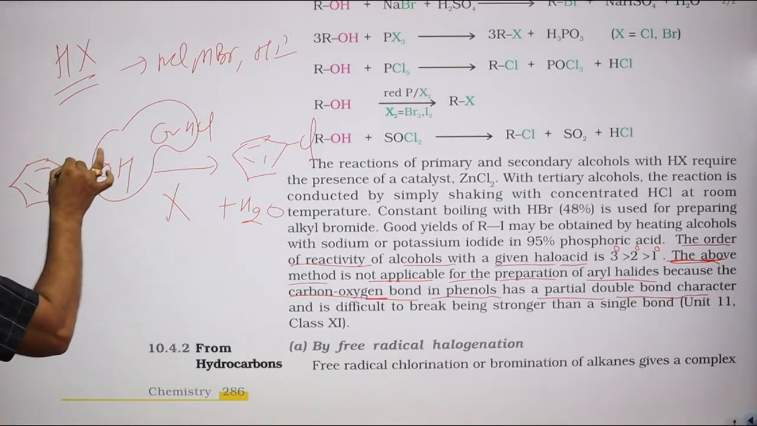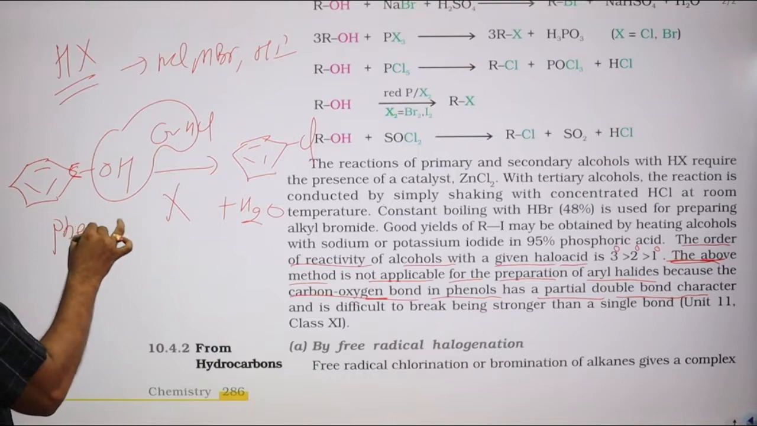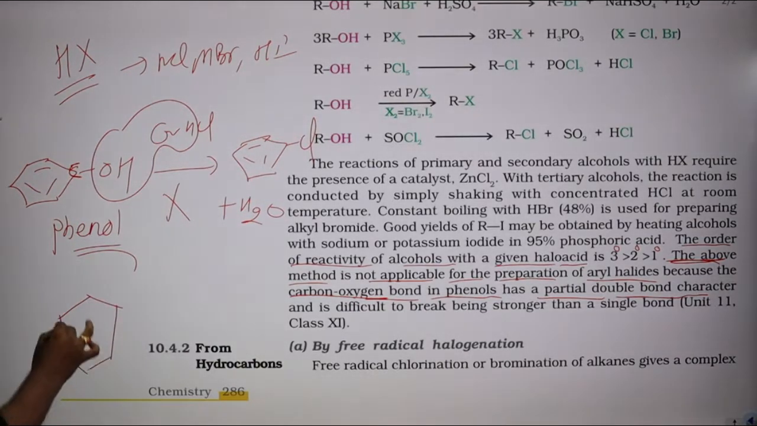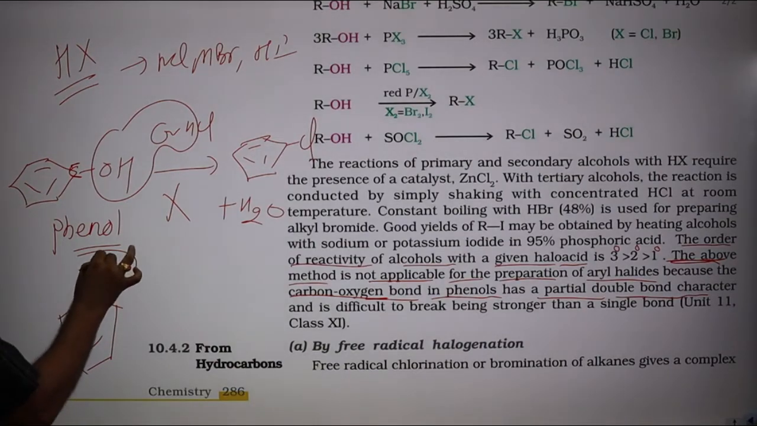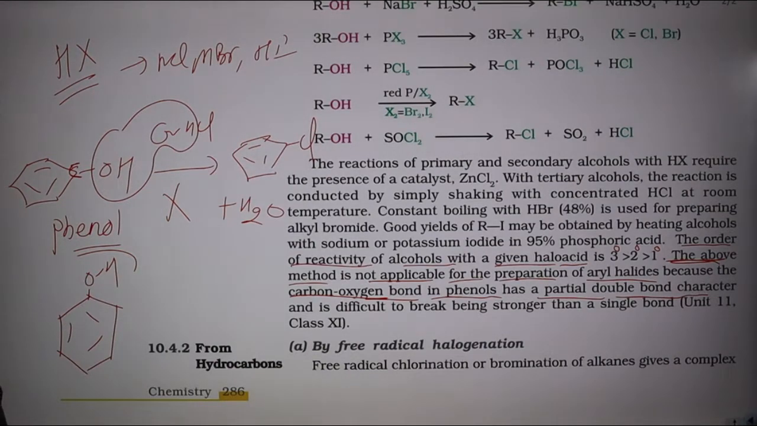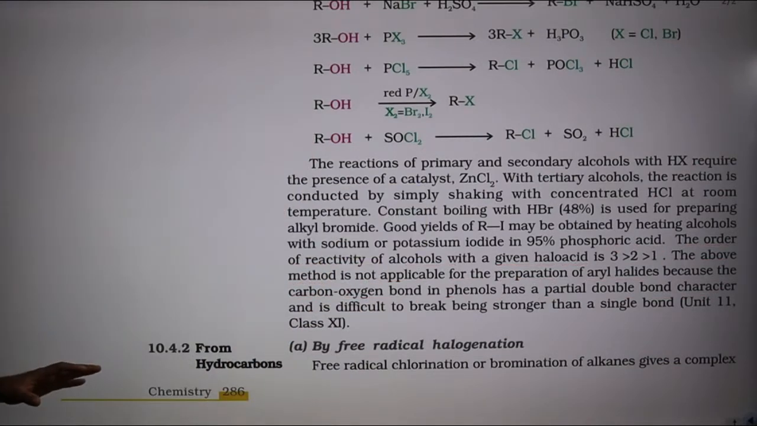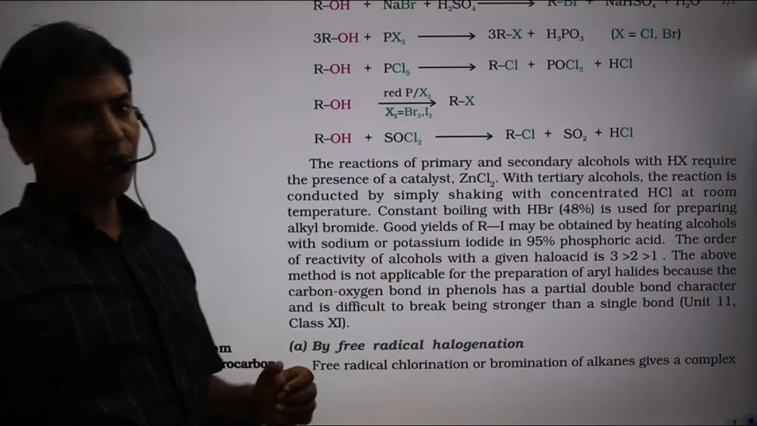This is phenol. Okay, phenol structure, this is what we have. Carbon oxygen is having a partial double bond, though we have only a single bond. How are we getting the partial double bond? We understand. You can see, we learned about resonance.